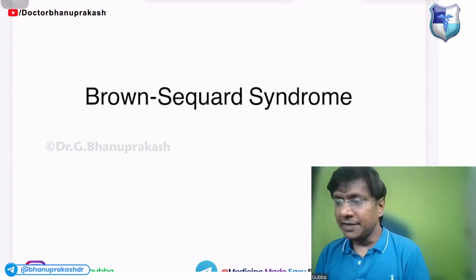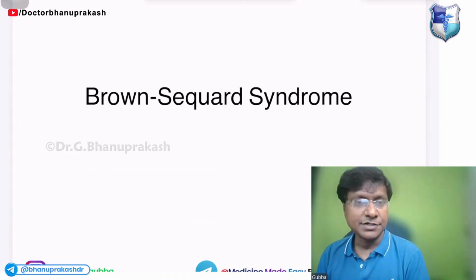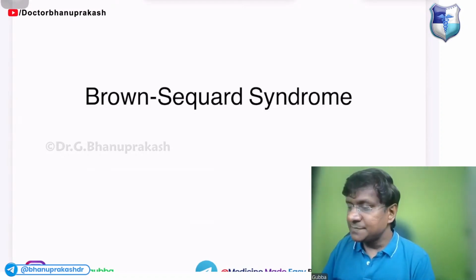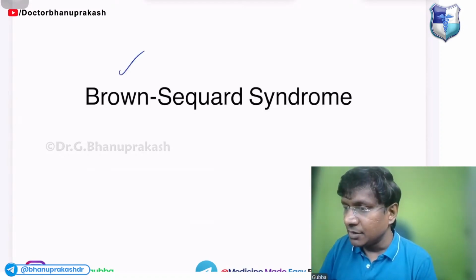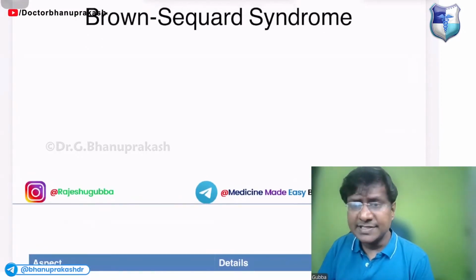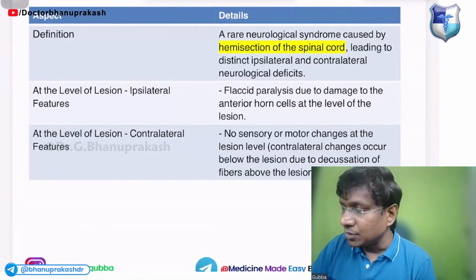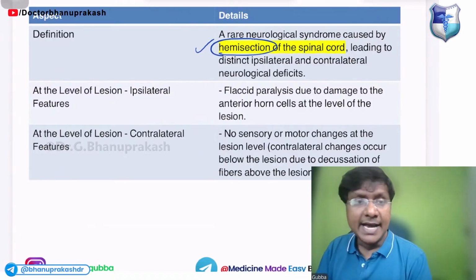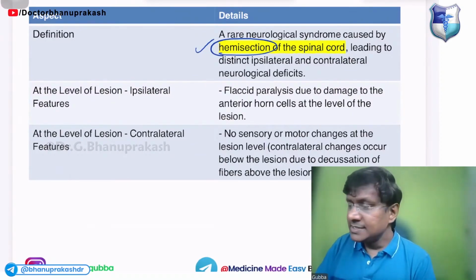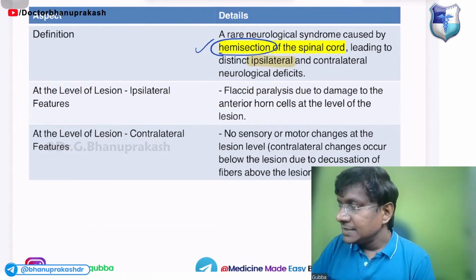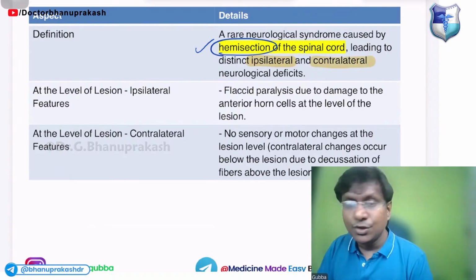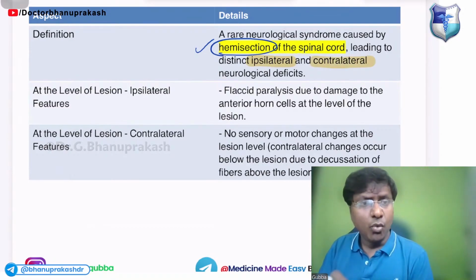Done. Now, after having discussed the infections of the CNS, let us discuss some spinal cord disorders. And among the spinal cord disorders, very important is Brown-Sequard syndrome. What exactly is Brown-Sequard syndrome? It is the hemisection of the spinal cord. Because of the hemisection of the spinal cord, these patients will have ipsilateral as well as contralateral neurological deficit.